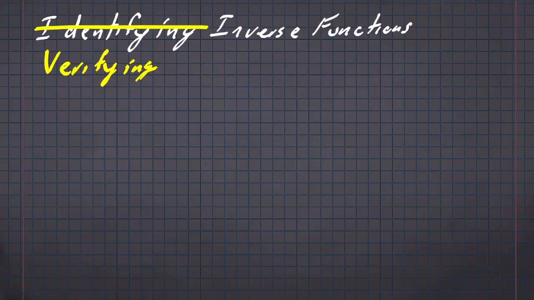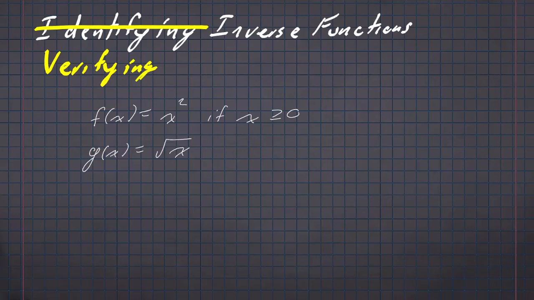All right. Identifying inverse functions, or as I prefer to think of it, verifying inverse functions. The idea here is that you are given two functions. f of x is equal to x squared if x is greater than or equal to 0. g of x is equal to the square root of x. Again, if x is greater than or equal to 0. Although we don't have to worry so much there because implicitly g of x is undefined if x is not greater than or equal to 0.